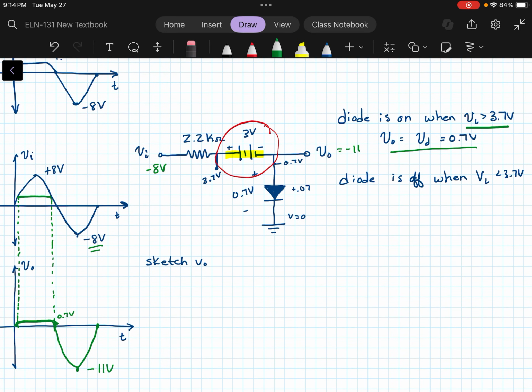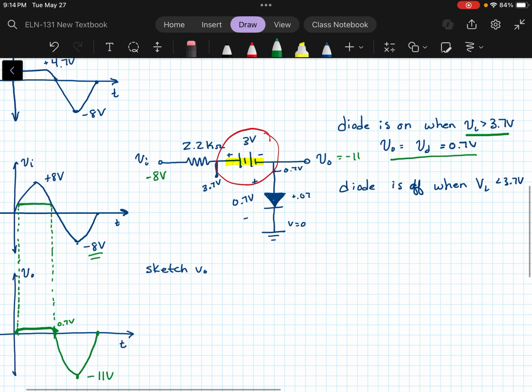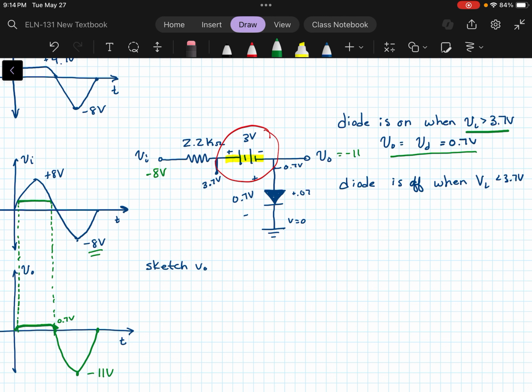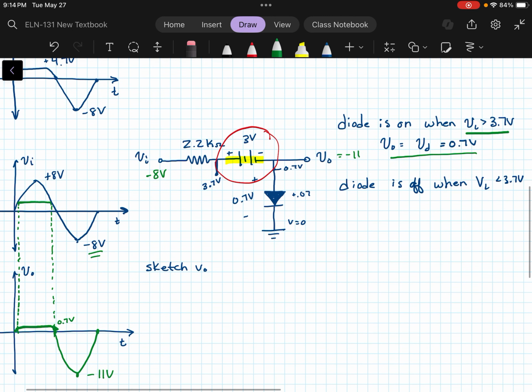And those are just a few limiting circuits, and I hope that you can go back and review this if you need to do so.